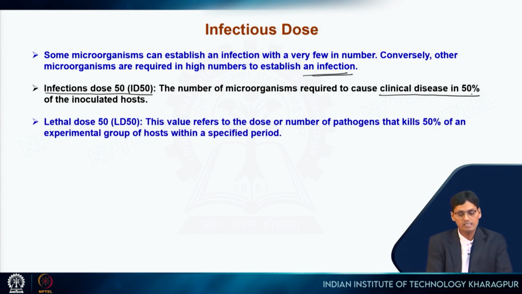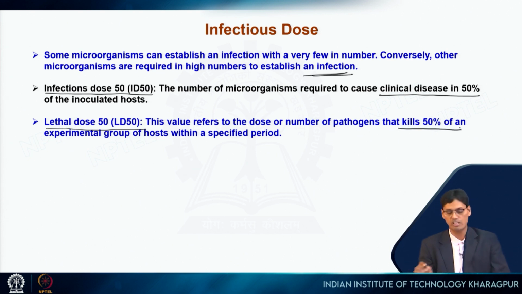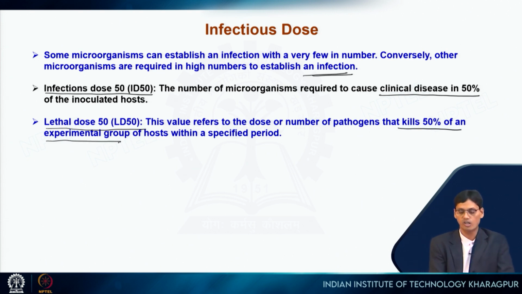Similarly, the lethal dose 50 is a very similar concept, but here it's the lethal dose, and previously I mentioned the infectious dose. In this case, this value refers to the dose or number of pathogens that kills 50% of an experimental group of hosts within a specified period, right? So this is called LD50.